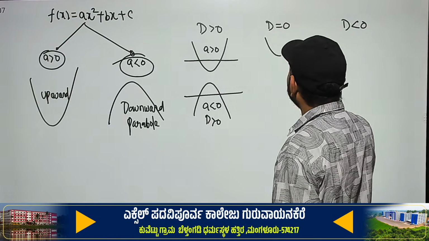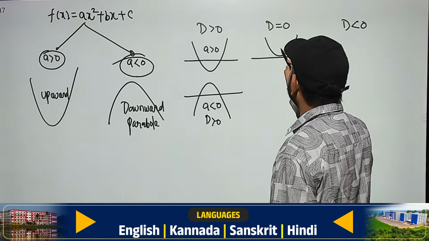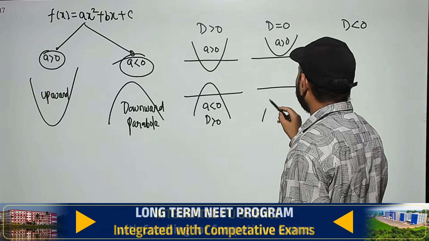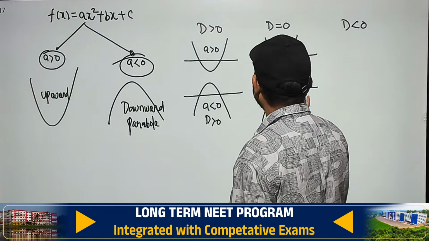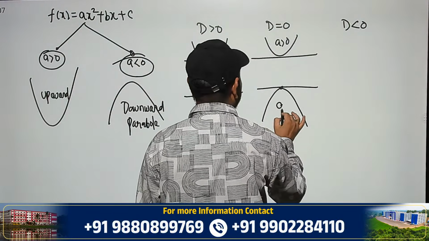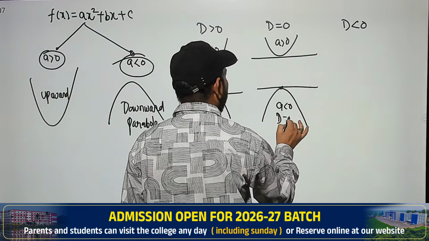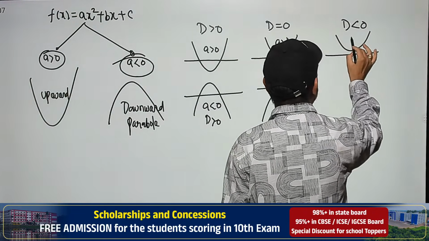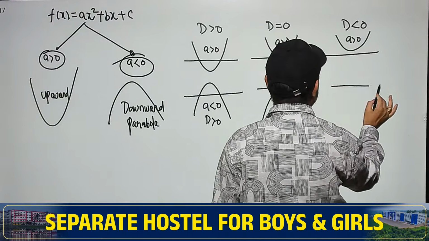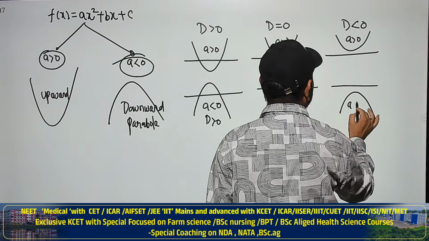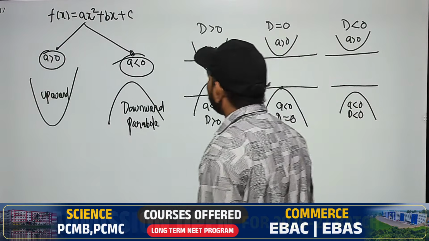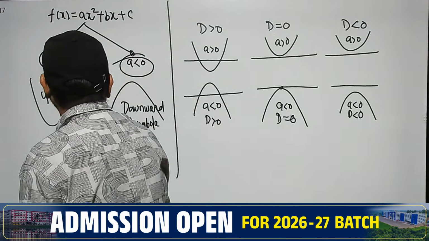Here it is touching the axis. So this is A positive and D negative. Touching means D is equal to 0, with A negative. Here there is no touching, no cutting, so looking like this, A is positive. If it is on the downward side, then A is negative and D is also negative. So yesterday basically I discussed this concept.